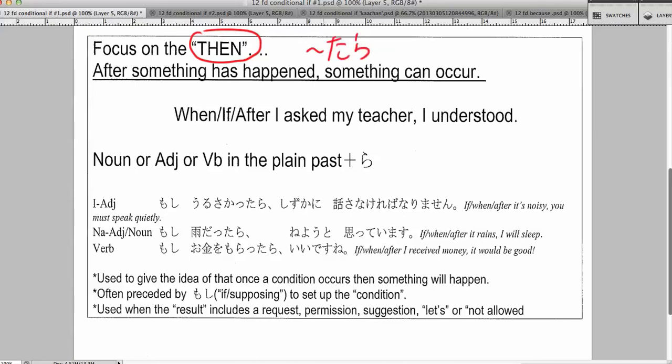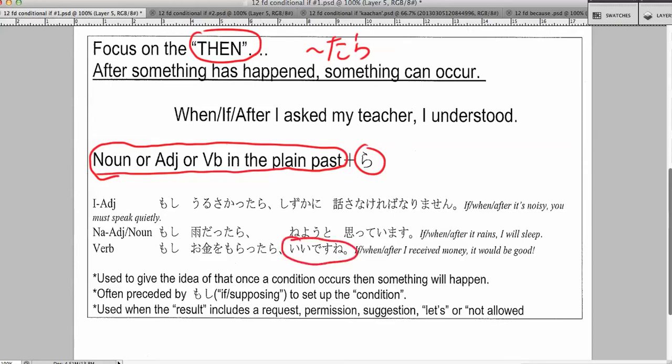And it's called the tara if because it relies on the plain past. And you'll remember that the plain past for nouns or adjectives or verbs usually ends with ta or da, plus the addition of a ra. So, もしうるさかったら静かに話さなければならない. If or only when it's noisy, then please speak quietly. もし雨だったら, if it was to rain, oh, thank goodness, I'm so happy about the outcome, I think I'll sleep. And もしお金をもらったらいいですね, which is the idea of everything would be good if I got, once I get that particular money.